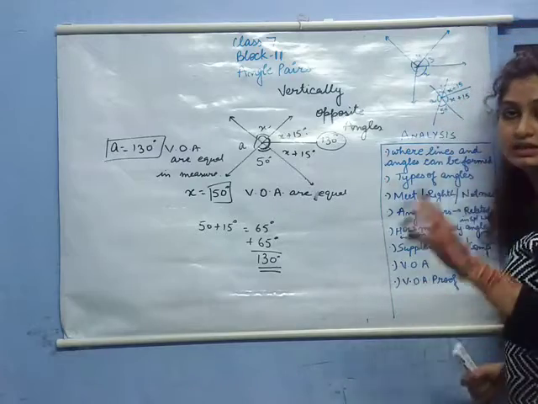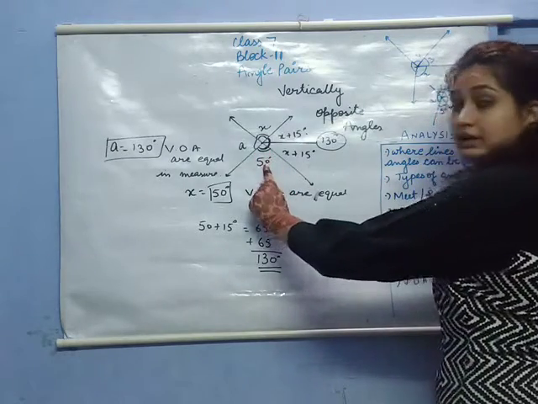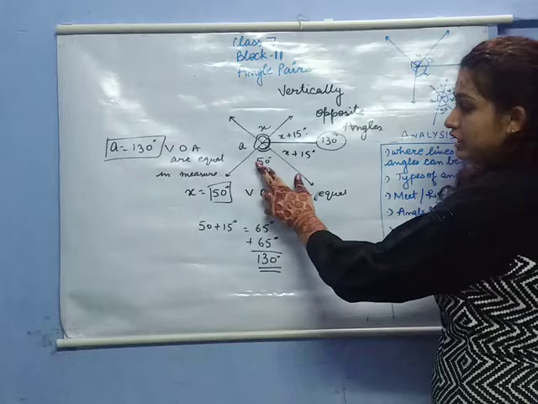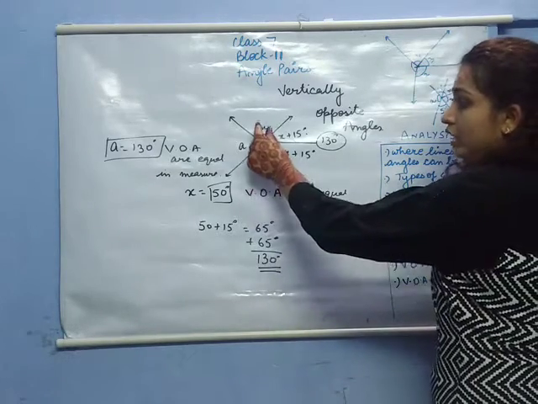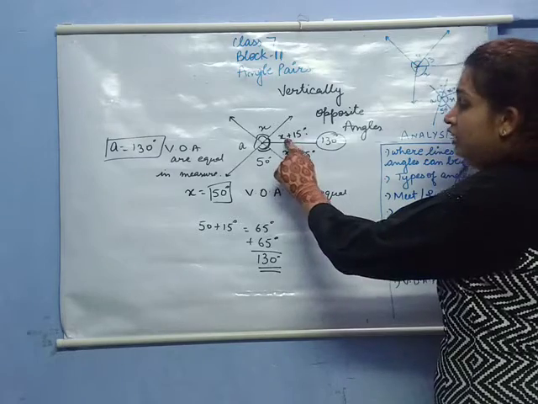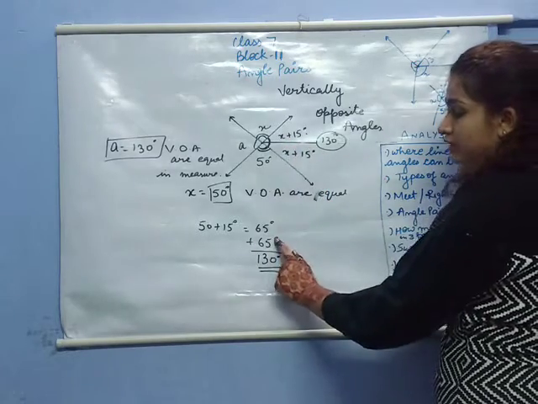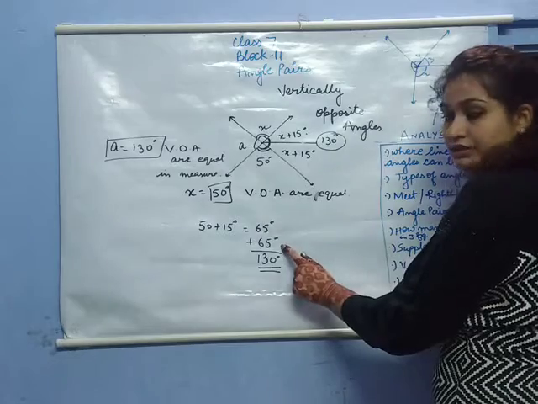I am repeating it once again. Just have a look. 50 degree is given to us. x and 50 degree are vertically opposite to each other. That's why the x value is 50 degree. Now I'll place this value in this equation. 50 plus 15 is equal to 65 degree. Again, 50 plus 15 is equal to 65 degree.